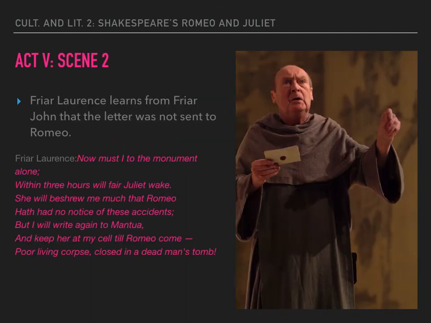Then in Act 5, Scene 2, Friar Lawrence learns from Friar John that the letter was not sent to Romeo. Friar Lawrence is aware that these things are amiss, and he says, "Now must I to the monument alone. Within three hours will fair Juliet wake. She will beshrew me much that Romeo hath no notice of these accidents. But I will write again to Mantua, and keep her at my cell till Romeo come, poor living corpse, closed in a dead man's tomb."